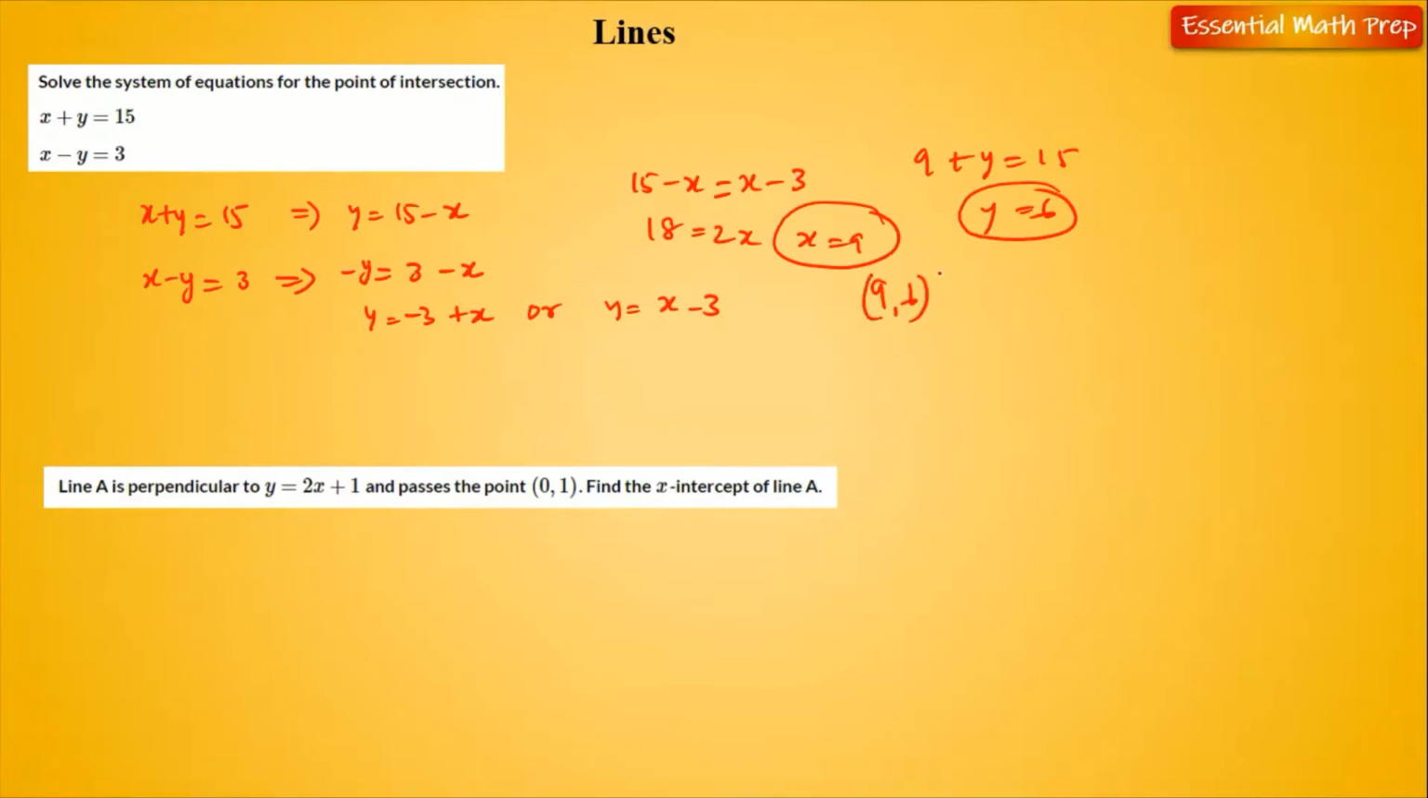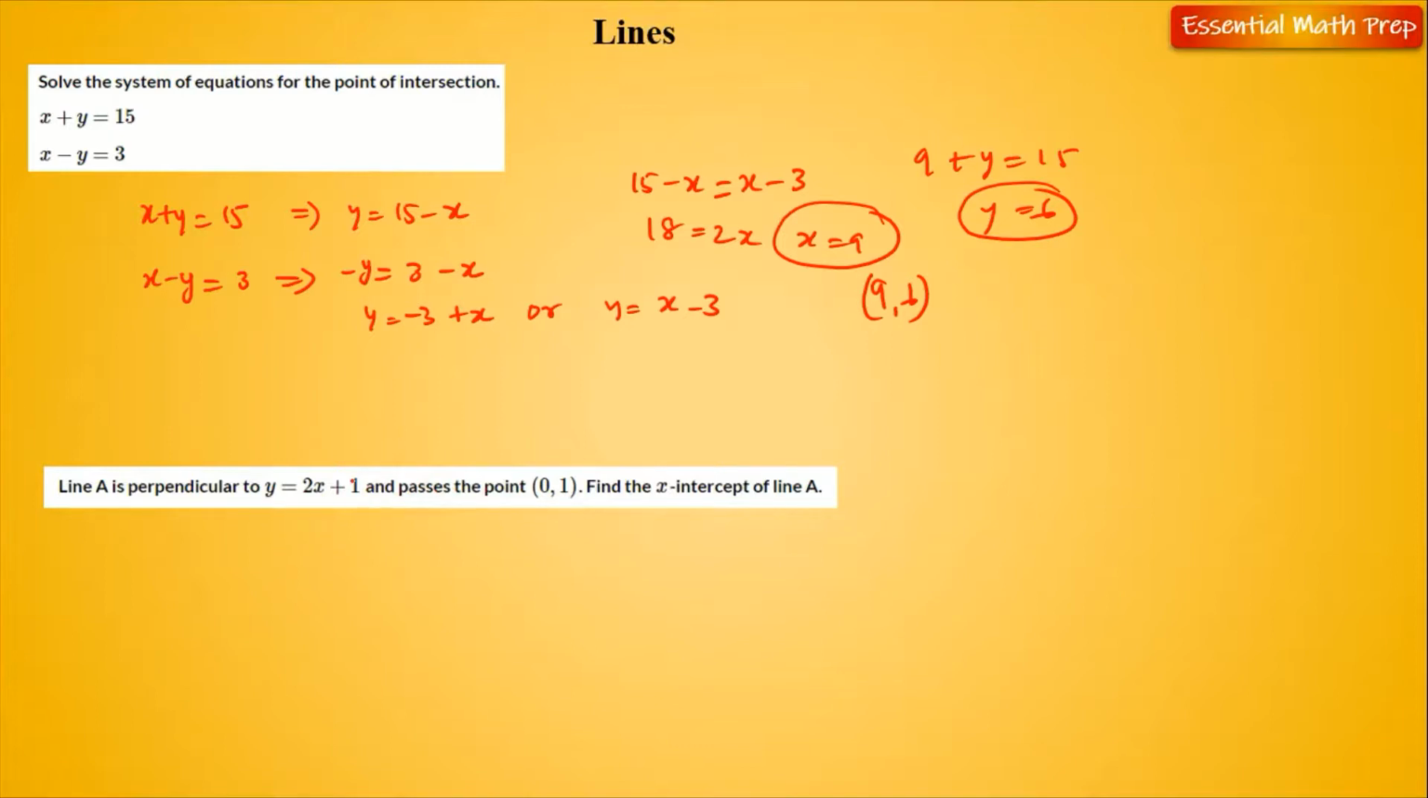Okay. Line A is perpendicular to y equals 2x plus 1 and passes through the point (0, 1). Find the x-intercept. First, we have a lot of things that we have to do before we can even worry about the x-intercept, right? So we know y equals 2x plus 1 and it passes through (0, 1), right? Find the x-intercept of line A.